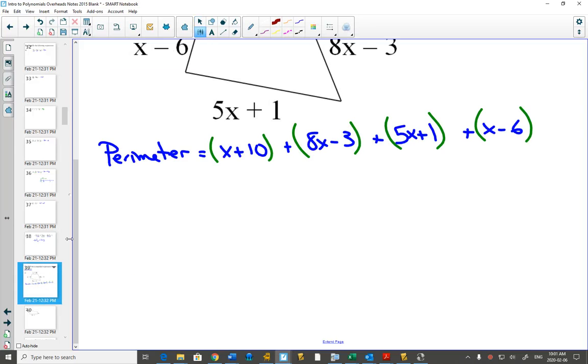I'm going to take out my black pen. I have an x. Are there any other terms with x's? Yes, I've got an 8x, a 5x, and an x. Then I've got a regular number 10. Do I have any other regular numbers? I have a minus 3. I have a plus 1. I have a minus 6.